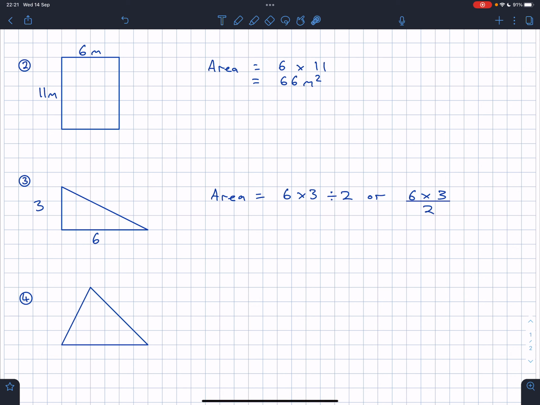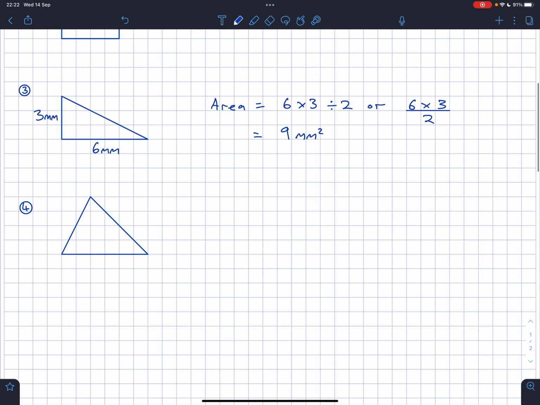Either way, 6 times 3 is 18, and then divide that by 2 to give us 9. And if I put units on there, let's say that was millimetres this time, then it would be square millimetres.